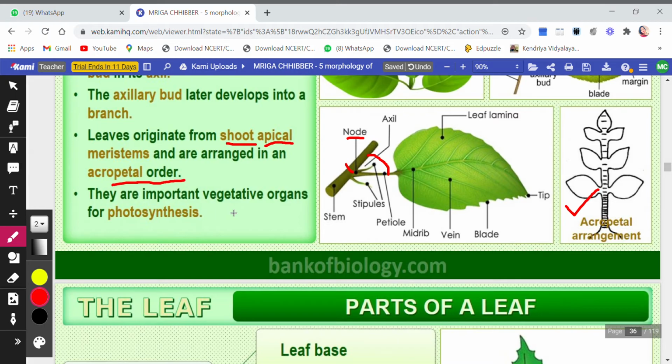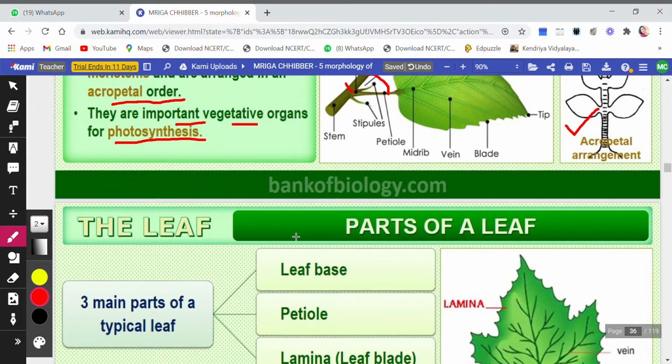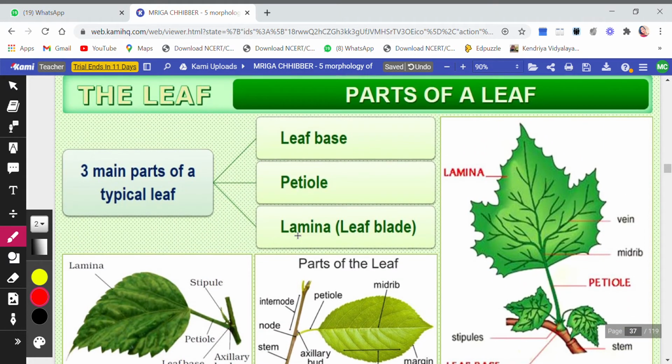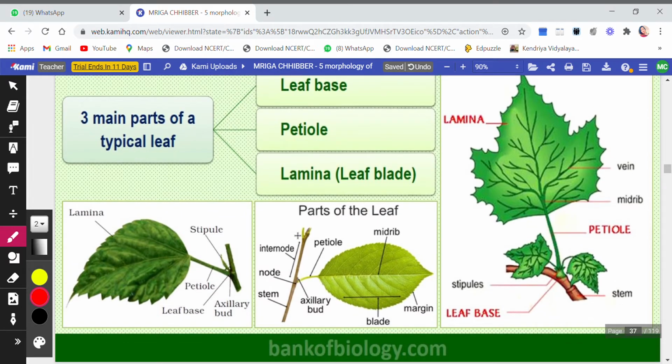They are very important vegetative organs. Of course, they are vegetative. They are not reproductive parts. Only flower is the reproductive part. So they are the very important vegetative organs. Why are they very important? Because they perform photosynthesis.